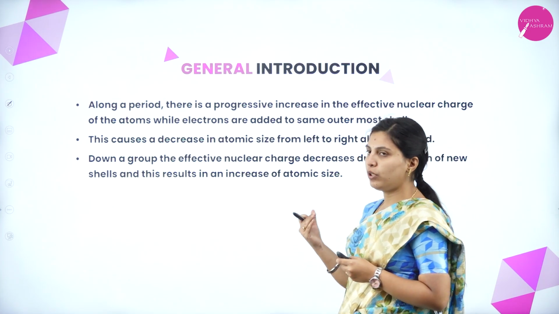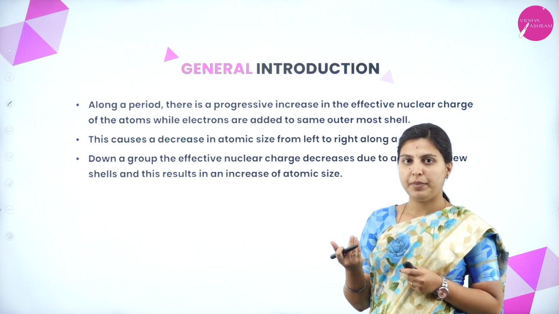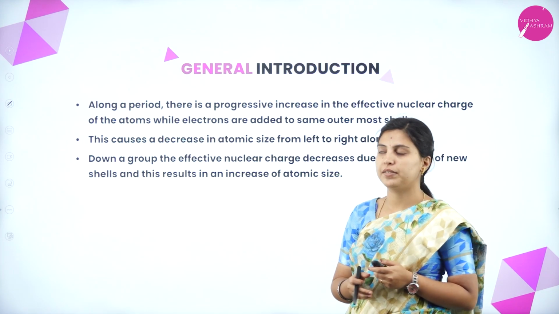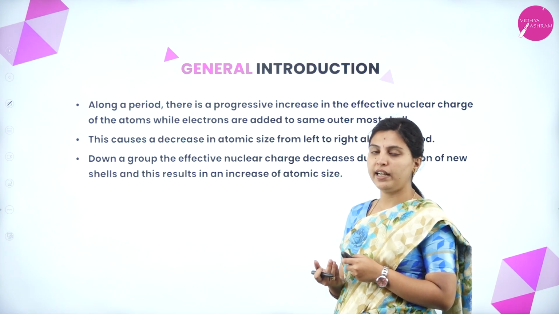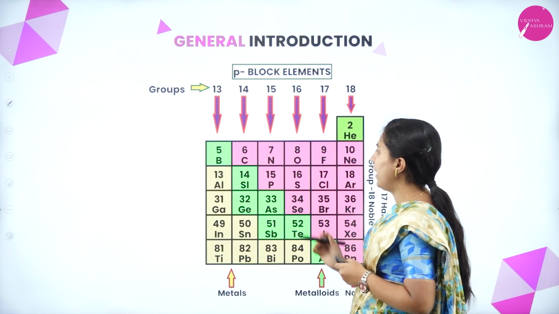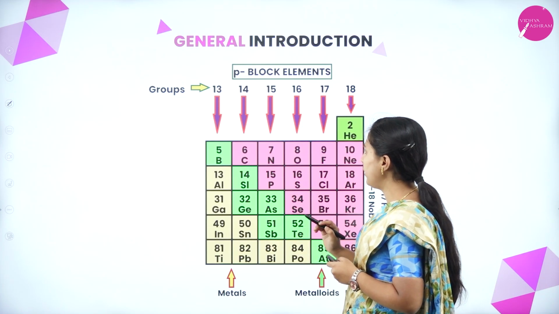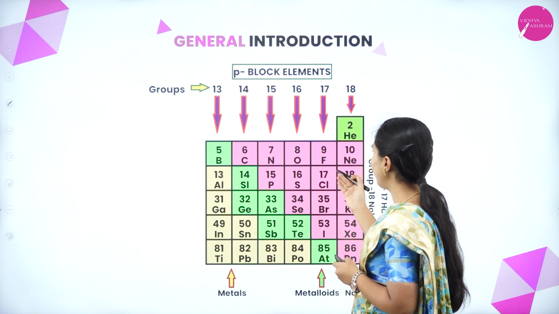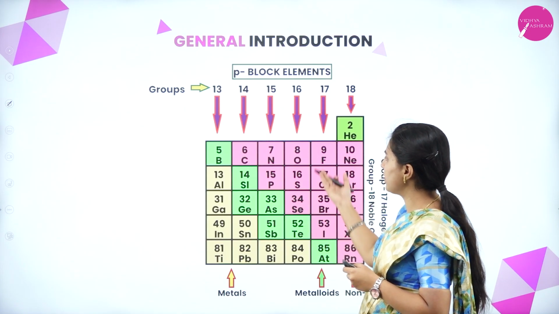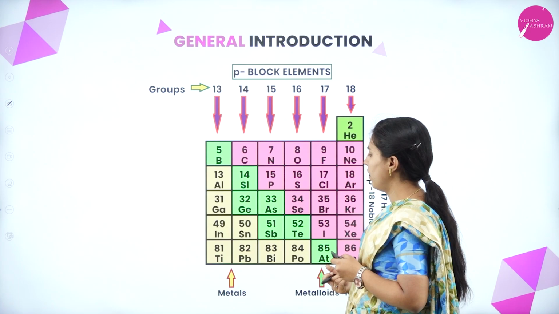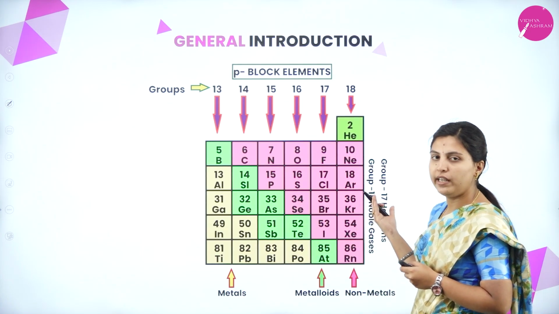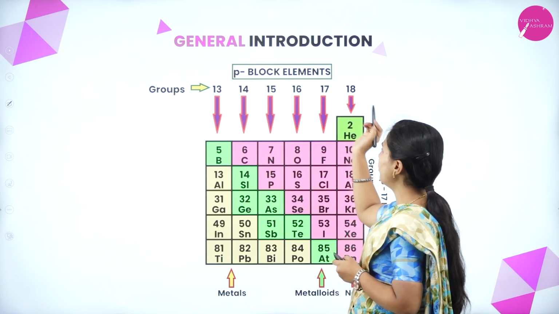Down a group, effective nuclear charge decreases, so the atomic size or ionic radii will increase. This is about atomic and ionic radii. This is the overall p block elements: this is the boron family, this is the carbon family, this is nitrogen, this is oxygen, fluorine, and this is overall the noble gases. This is halogens, this is chalcogens, this is pnictogens. Here, metals, metalloids and non-metals you can also observe from group 13 to group 18.